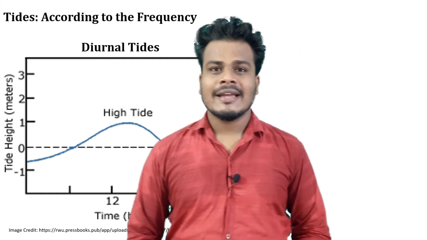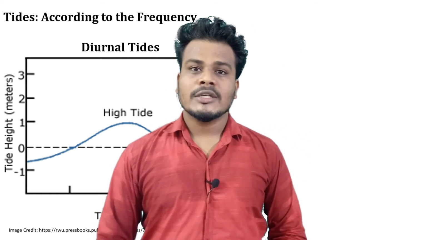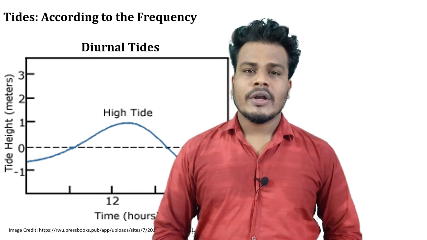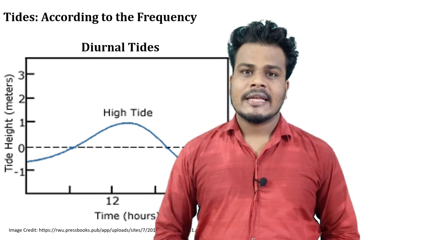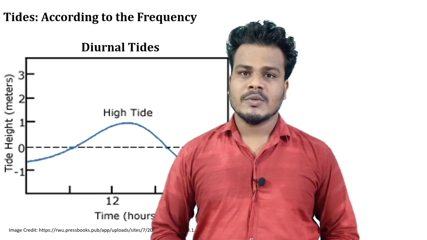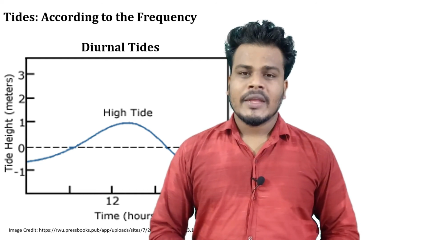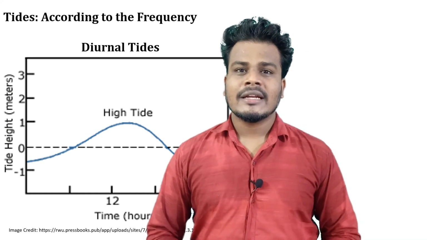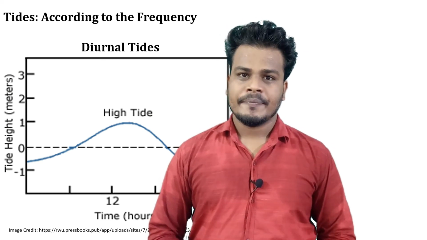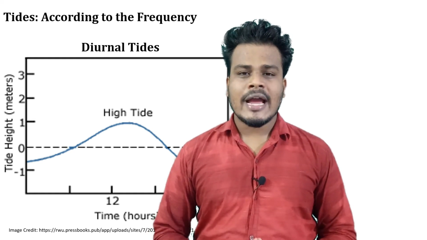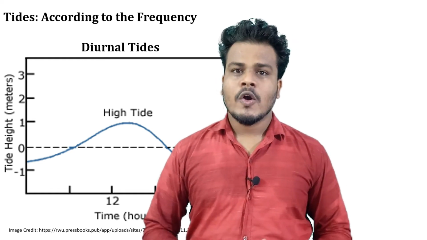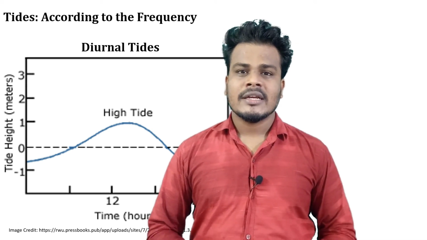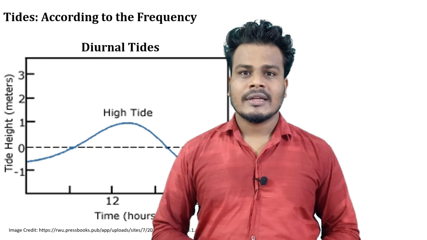According to the frequency, tides are classified into diurnal tides, semi-diurnal tides and mixed tides. What happens during diurnal tides? The word diurnal refers to daily occurrence. In this situation, there is only one complete tidal cycle per day, meaning there is only one high tide and one low tide observed during the tidal cycle. This is referred to as diurnal tides.